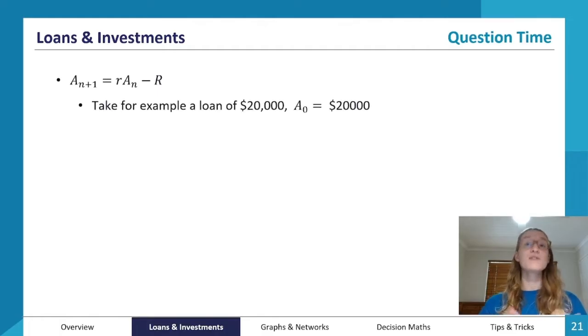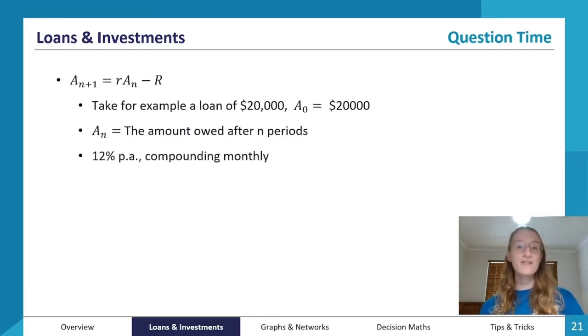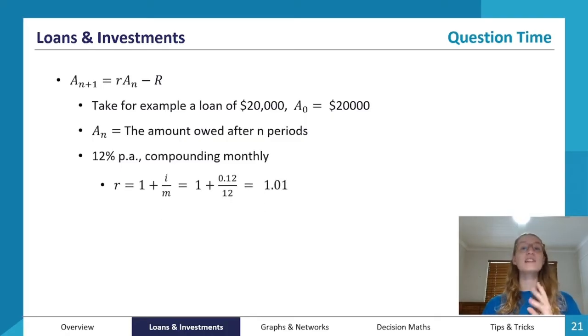So there's our formula. Take, for example, a loan of $20,000. The initial value of this loan is $20,000, and An is still the amount owed after n periods. In the case of this loan, they are being charged 12% per annum, which is a lot of interest, and that's compounding monthly. So this person is going to want to pay off their loan as quickly as possible so they don't have to pay as much interest, because the longer you leave your loan unpaid, the more time that the bank or the lender has to charge you interest.